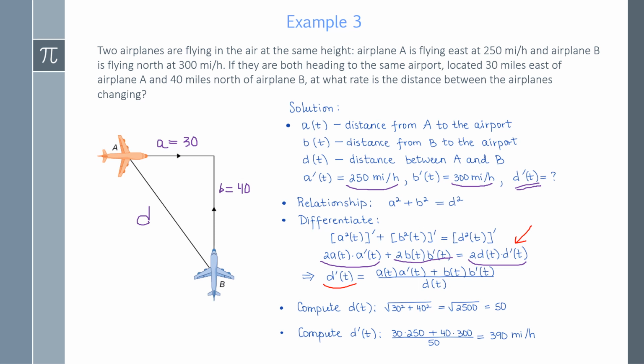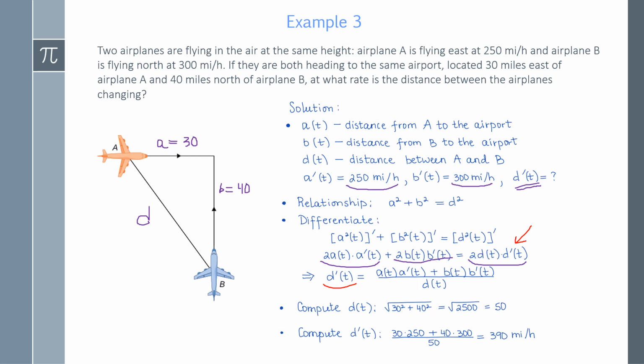Now let's take a look at this formula. What is it that we have? Well, we have values for every expression in the numerator: a(t), a'(t), b(t), and b'(t). All of that is given to us. We just need to find the distance. Okay, how do we do that?